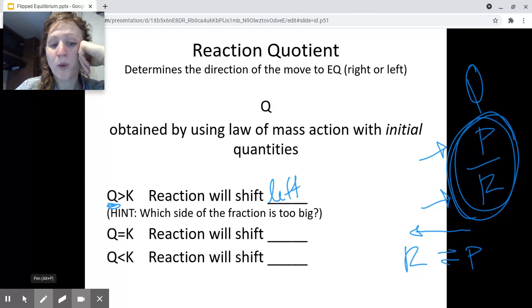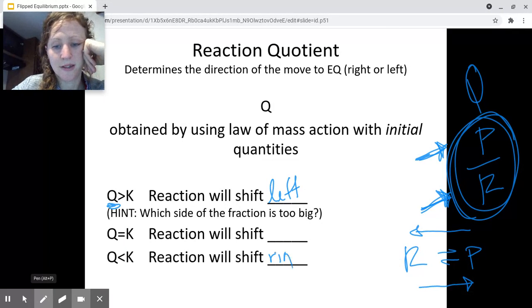Okay, in the same way, what if Q is too small? That means that fraction needs to get bigger before it can match with K. So for products, the numerator has to get bigger, the denominator has to get smaller. So this would run the reaction to the right. It has to proceed forward.